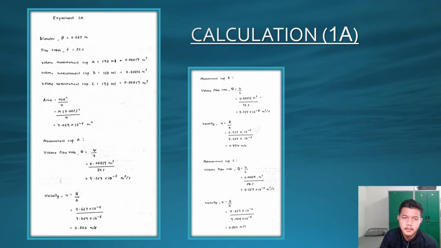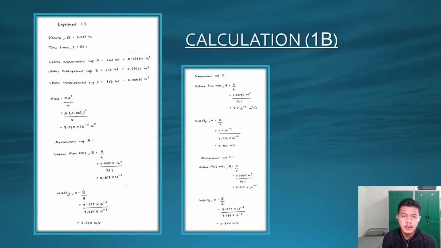0.802 meter per second. Calculation for experiment 1B. The diameter is 0.003 meter. The time taken is 30 seconds. Volume measurement cup A is 0.00014 m cube. Volume measurement cup B is 0.00015 m cube. Volume measurement cup C is 0.00016 m cube.